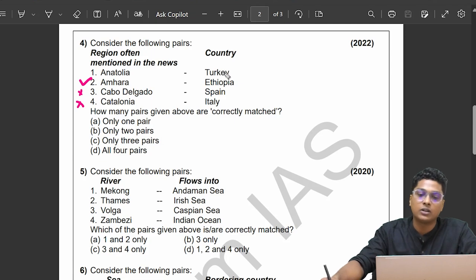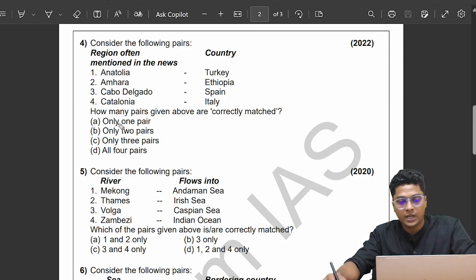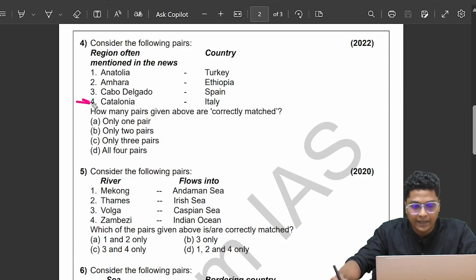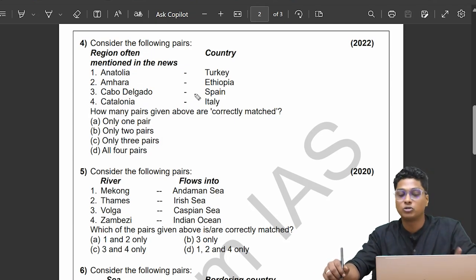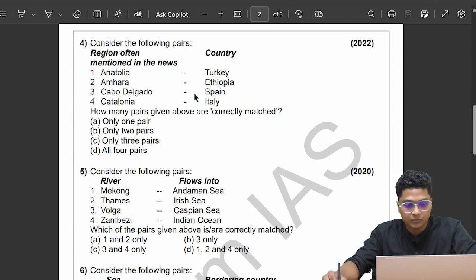Anatolia, which is in Turkey. So here the answer will be B, which is only 2 pairs. Anyway, they focus on here. Catalonia is part of Spain, not Italy. But see how they asked that question. Okay, similarly, other disputes can also be asked.